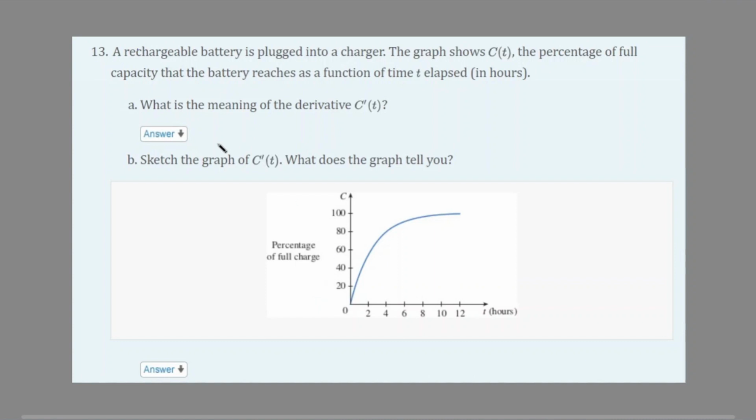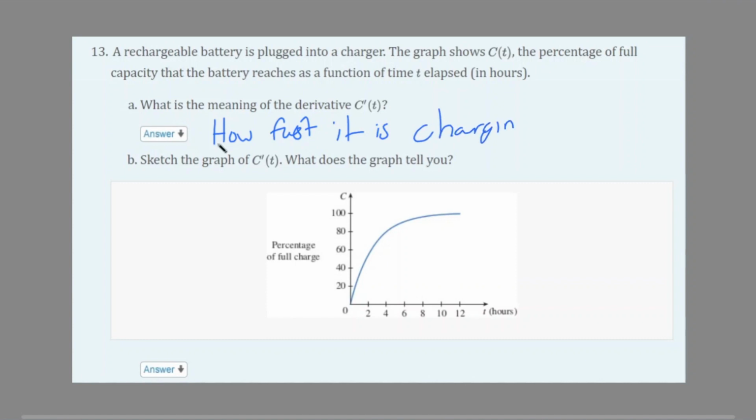Alright, so 13: a rechargeable battery is plugged into a charger. The graph shows C(t), the percentage of full capacity the battery reaches as a function of time elapsed in hours. What is the meaning of the derivative function C prime of t? So if this is the graph of C(t), and it's the percentage of the battery, the derivative should tell us essentially the velocity, which in this case we would word as how fast it is charging at a given moment.